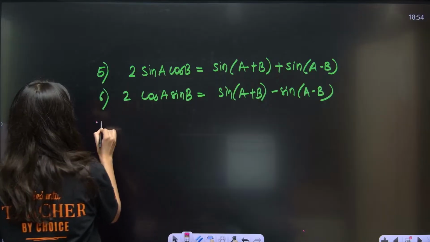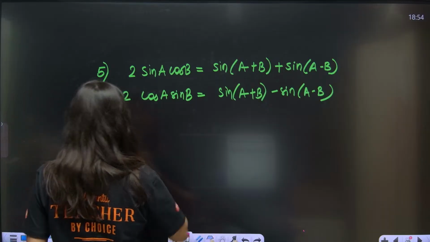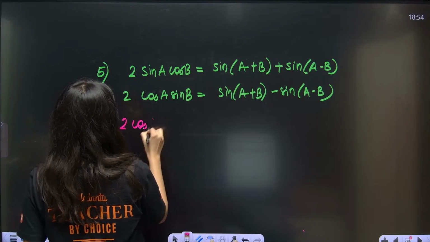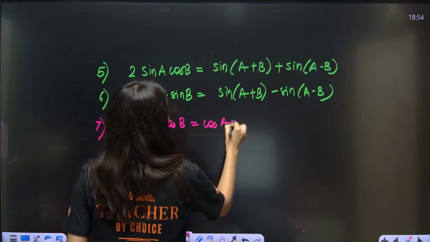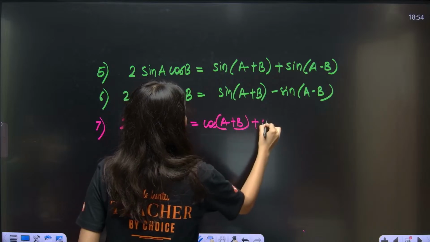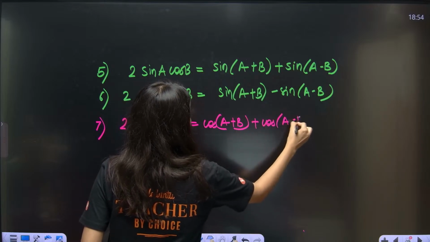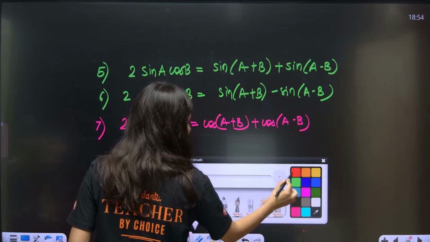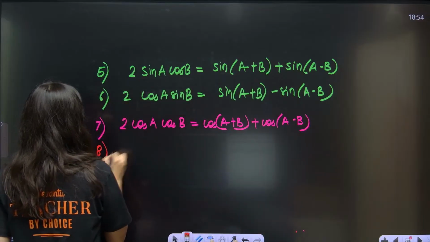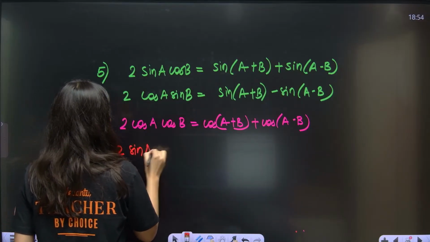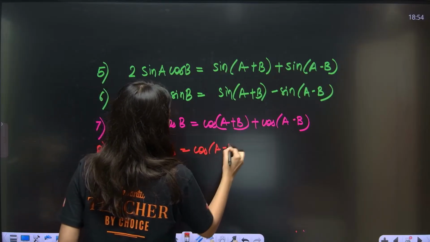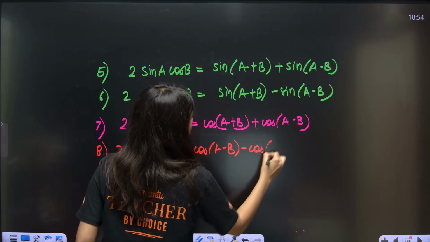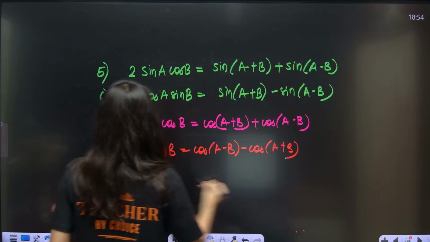Okay. Now the 7th formula, which is all cos. 2 cos A cos B, all cos: cos(A+B) plus cos(A-B). And the last formula, which is 2 sin A sin B, is cos(A-B) minus cos(A+B). Remember this one nicely.